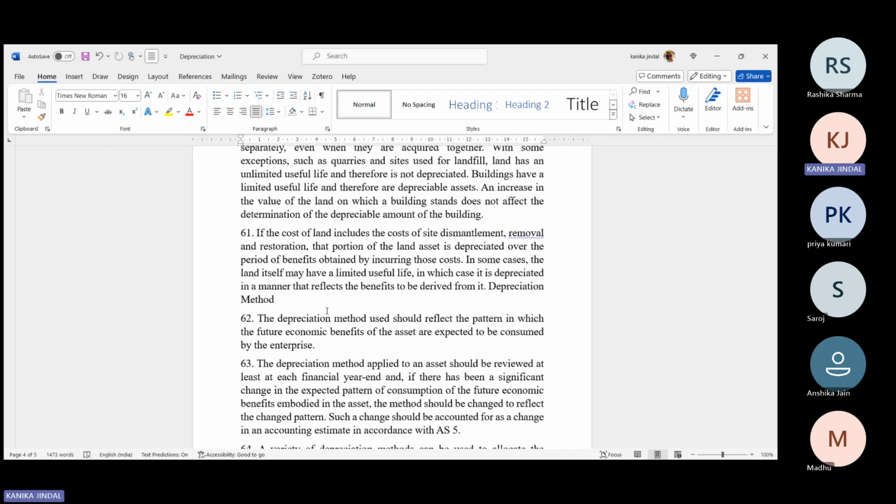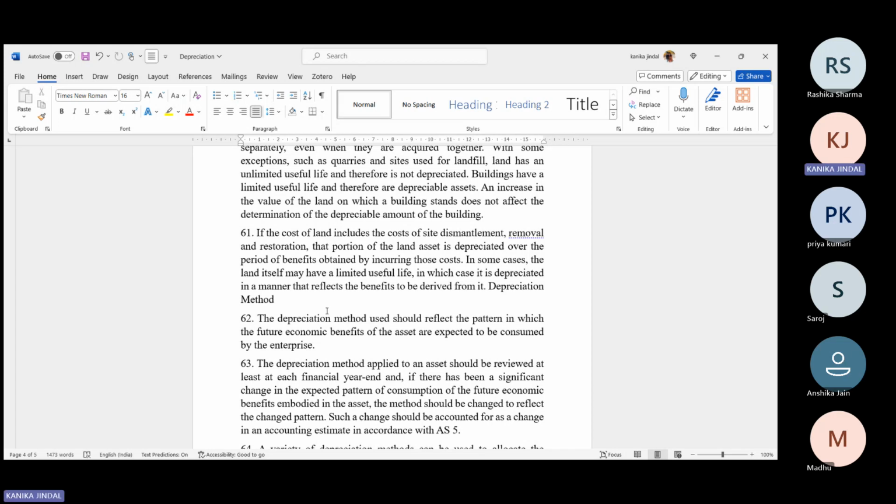In some cases, the land itself may have a limited useful life, in which case it is depreciated in a manner that reflects the benefits to be derived from it.